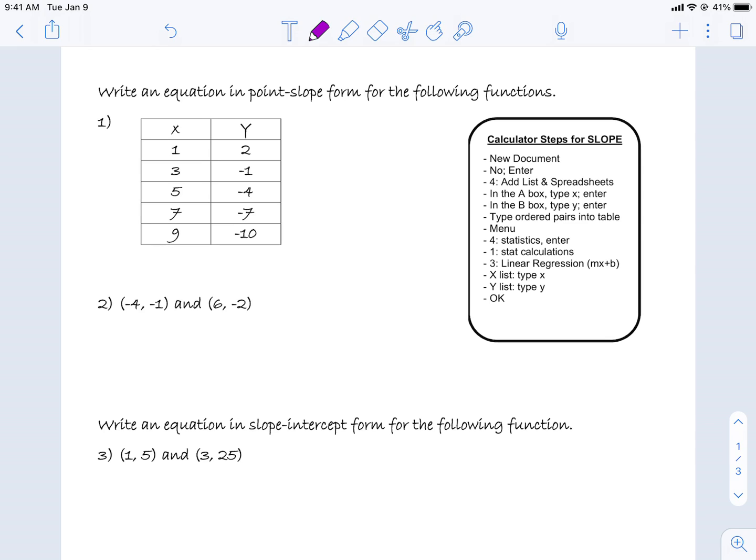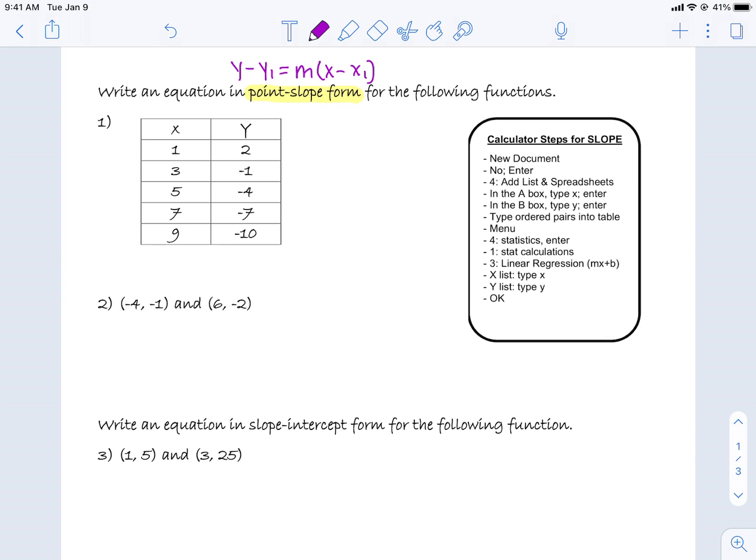So our first one says to write an equation in point-slope form for the following functions. We need to make sure that we're writing it in point-slope form. That is y minus y sub 1 is equal to m times x minus x sub 1.